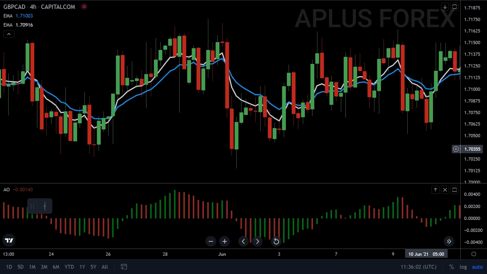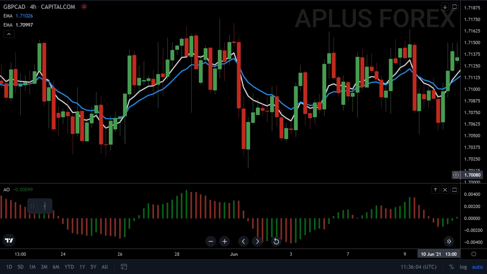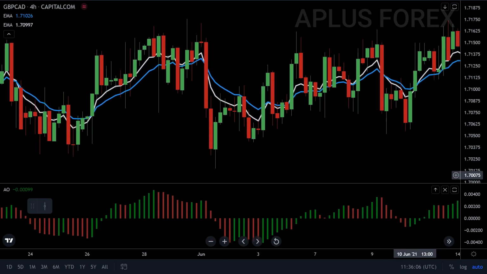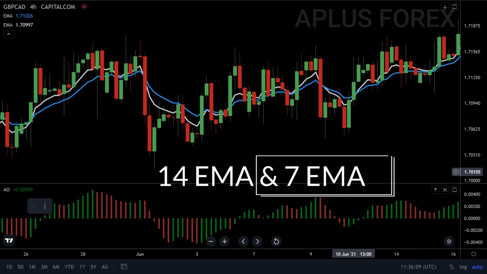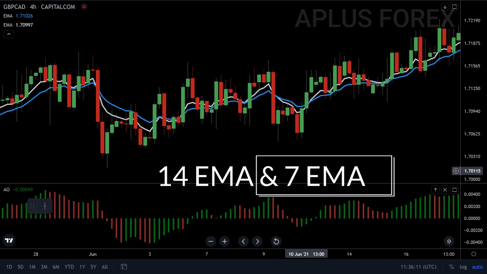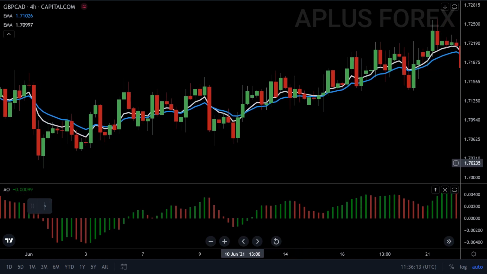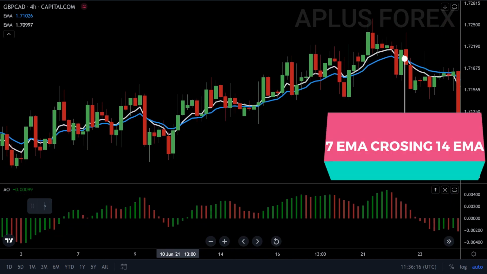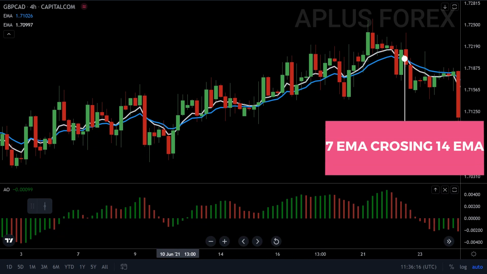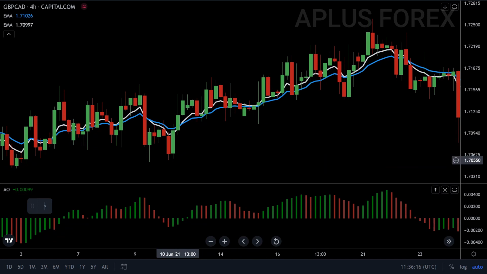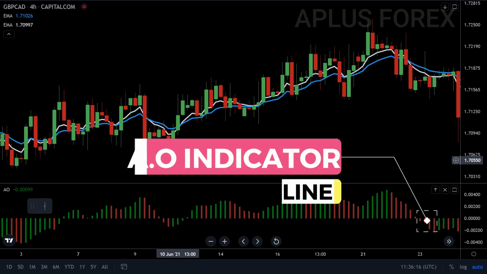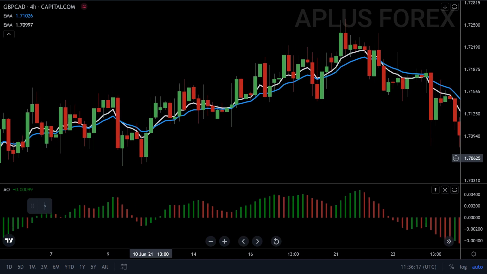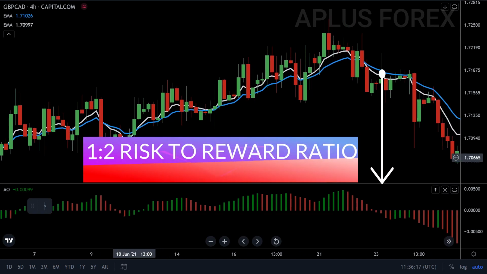As always, using only one indicator in trading will not be reliable. We'll add other indicators, and in this strategy, we will involve the 14 and 7 exponential moving averages. On the chart below, to take a short position, we wait for the 7 EMA to cross the 14 EMA from above, giving us a signal for a possible trend change to the downward side. Wait for the Awesome Oscillator to be below the zero line, and we take our trade targeting a 1:2 risk to reward ratio.